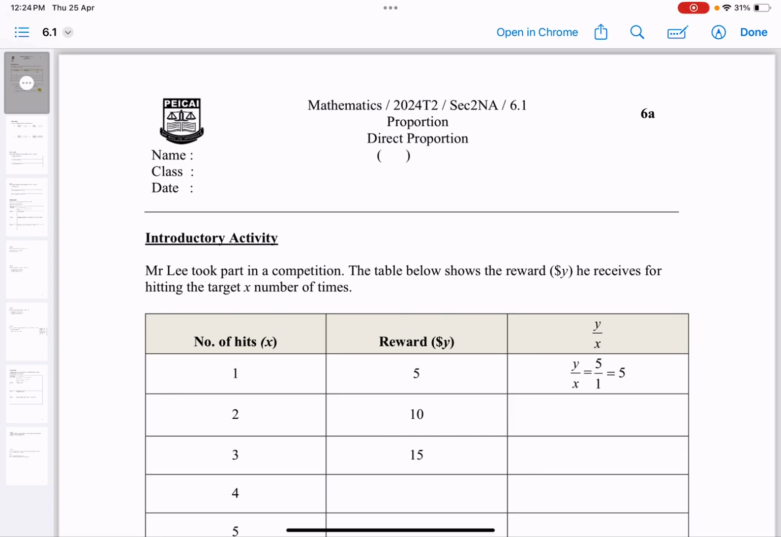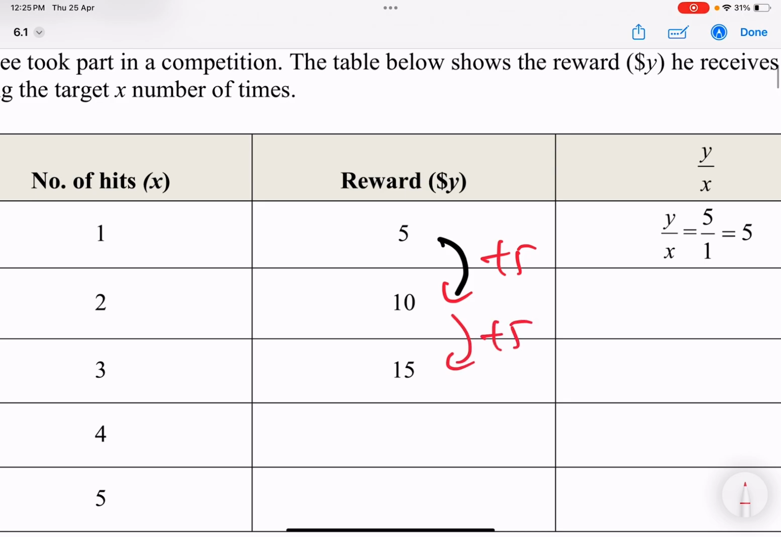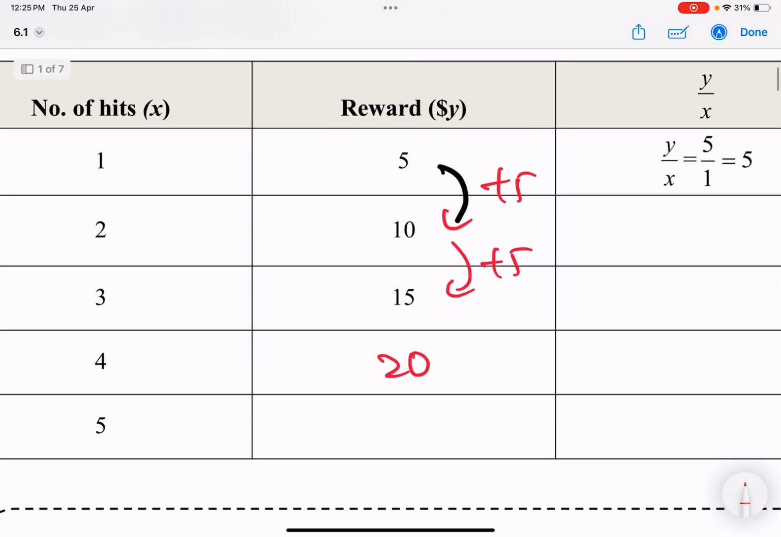In this example, we say that it is in direct proportion. Okay? Because every time they increase by 1 target that's being hit, the payout or the reward increases by the same amount. Okay? So can you please write down over here? Can you see that the reward from here to here plus 5, here to here plus 5, next one is 20, next one is 25.